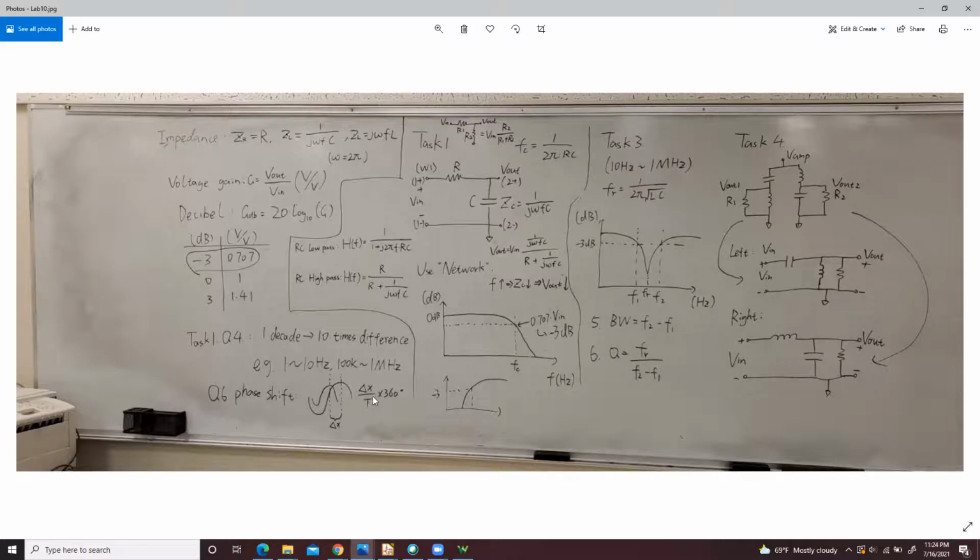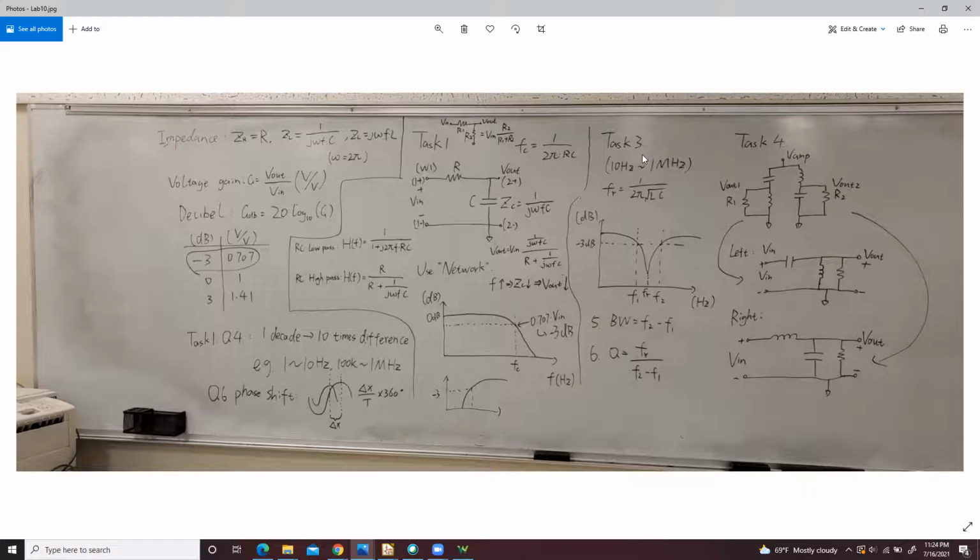The period is 1 over the frequency. Then you multiply by 360 degrees, because one period is 360 degrees. So you multiply by that and you will get the phase shift. So that's how you get the phase shift for step number 6. Okay, so that's all for task 1 and task 2.